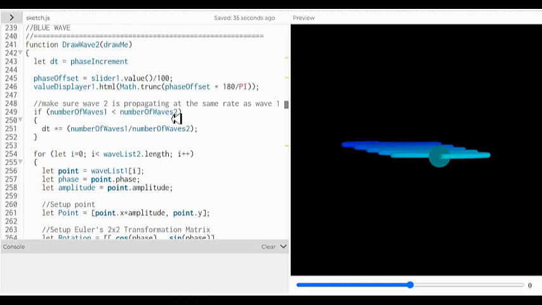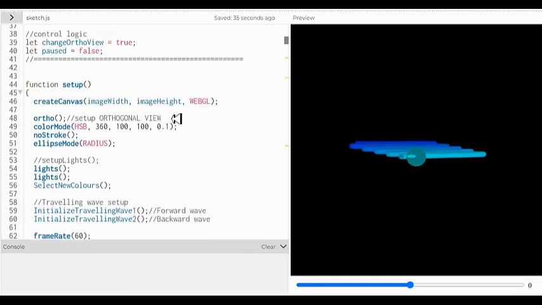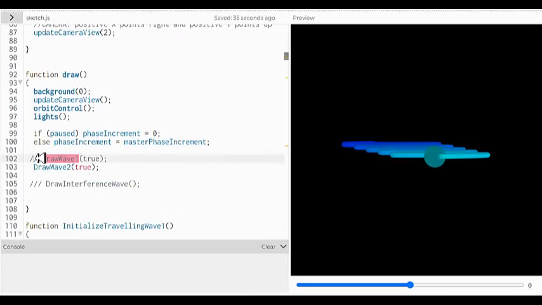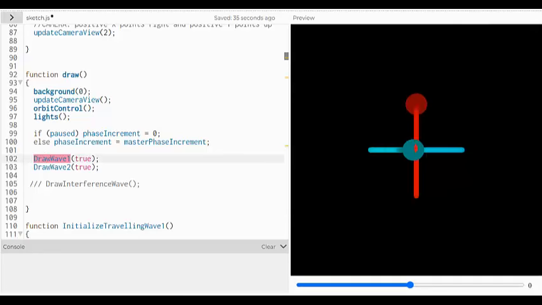Okay, so next I'm going to display both of these waves at the same time. So I'm going to uncomment that, and now we can see both waves.